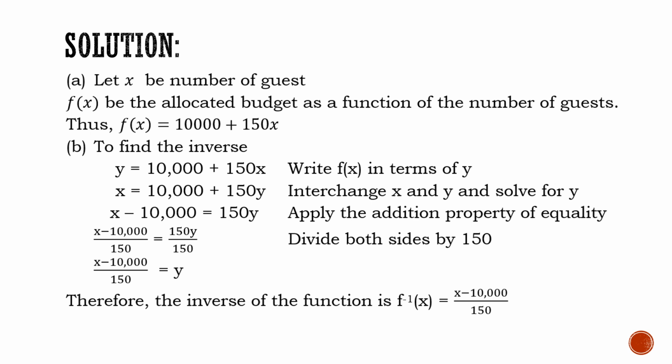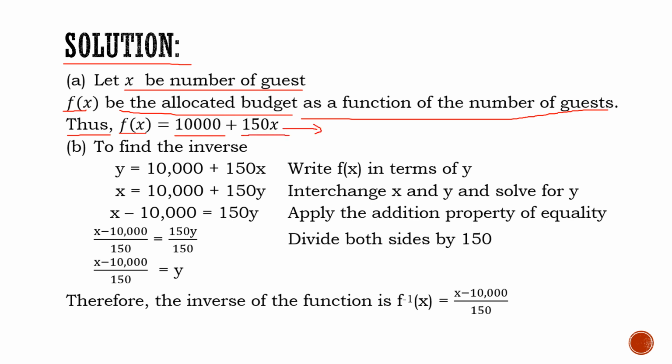So for the solution to this example number 3, for letter A, we're going to assign a variable to represent the number of guests. So we let x be the number of guests, then f of x be the allocated budget as a function of the number of guests. So thus, f of x is the function that will represent the allocated budget as a function of the number of guests, is equal to 10,000 plus 150x. So x now is the number of guests.